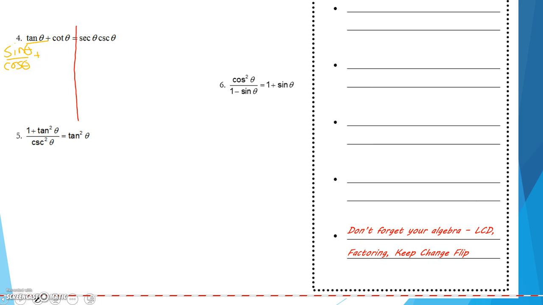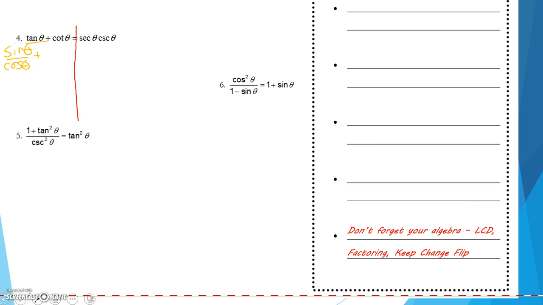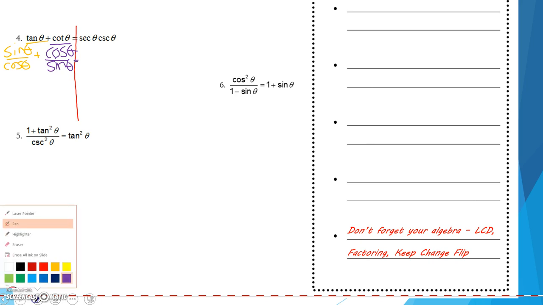Okay, then cotangent. Cotangent, I again would not use this one because that changes it to tangent, but I would instead use this one because it changes it to cosine and sine. So cotangent is cosine over sine. So now that everything is in terms of sine and cosine, I don't see any Pythagorean theorems yet because there's no squares. So the last suggestion is don't forget your algebra.